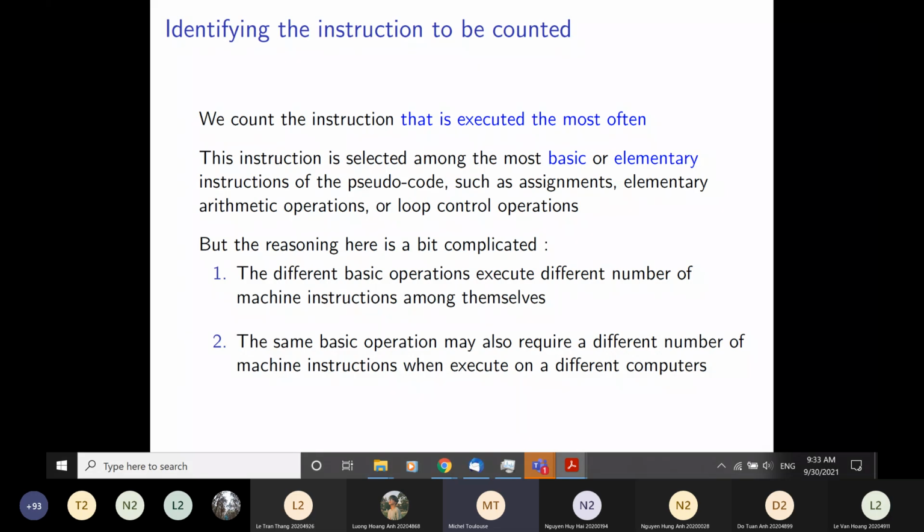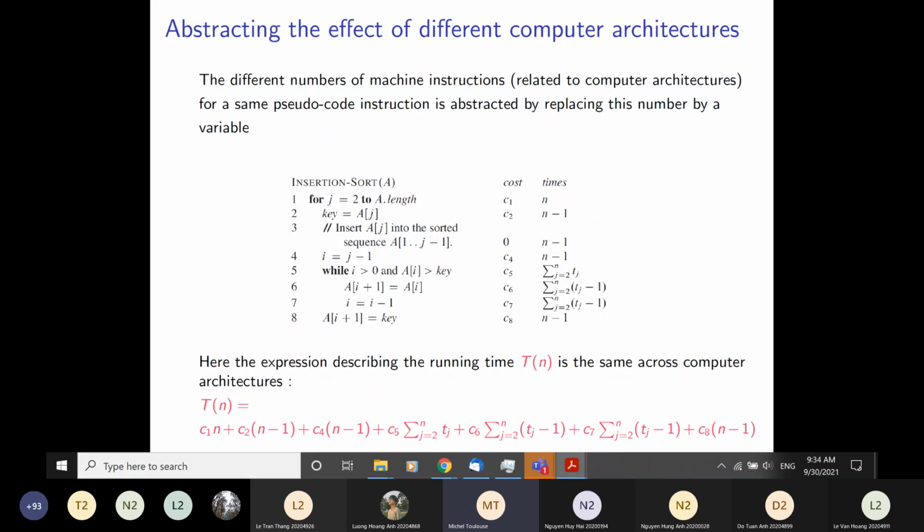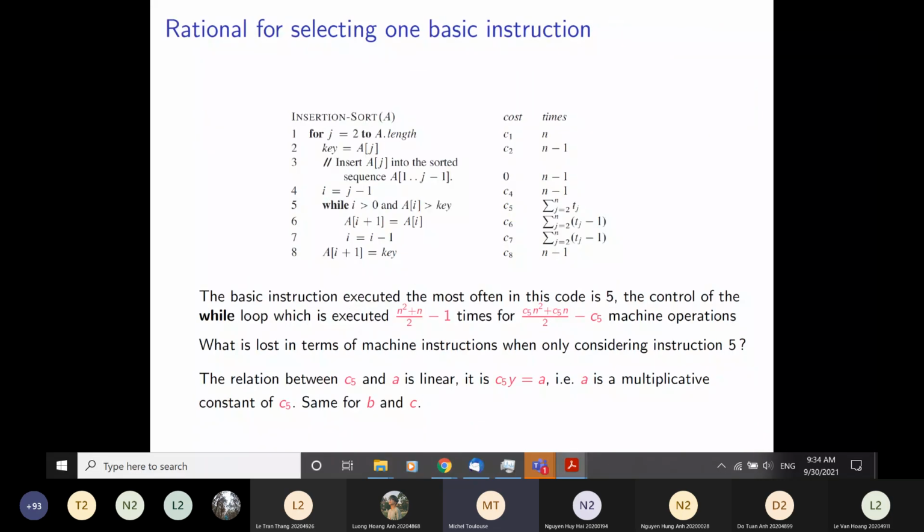Now let's go back to what I was saying before, that we are going to select one of these instructions, and measure the running time of the algorithm in terms of this instruction. And you will feel much better after that, because I think you don't want to compute all these expressions, this kind of expression for each algorithm. So let's go back to what I was saying before.